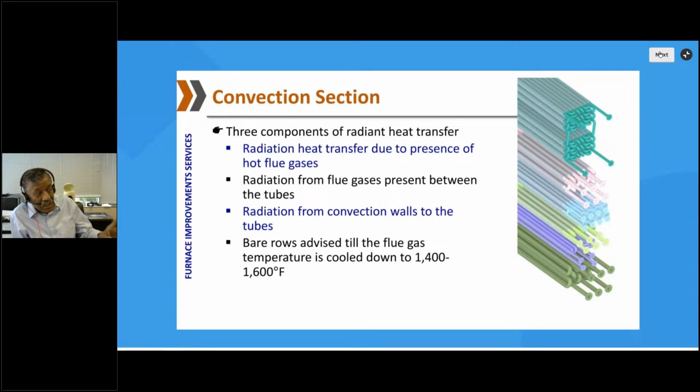And generally, they will use bare tubes unless the flue gas is cooled down to about 1400 to 1600 degrees. That's generally the design.